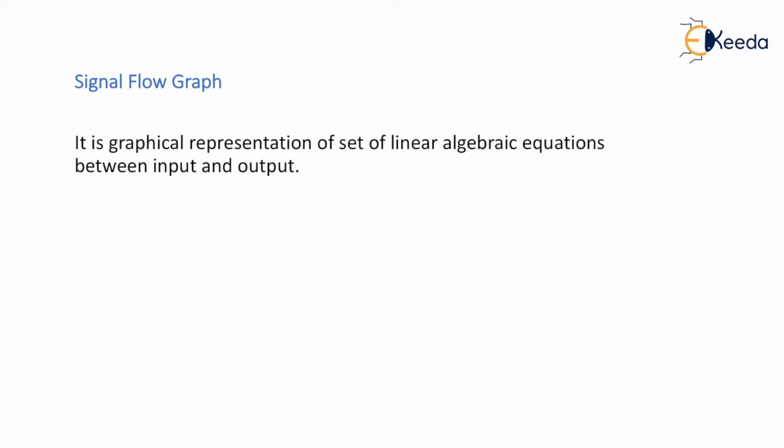So let us understand the definition of signal flow graph. Signal flow graph is a graphical representation of a set of linear algebraic equations between input and output. Very important thing is that it is always a graphical representation. Now the question is how to make a graphical representation. What is the source of this graphical representation? It is a graphical representation of linear algebraic equations.